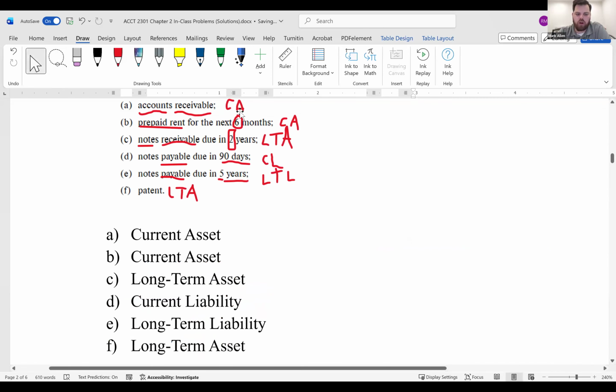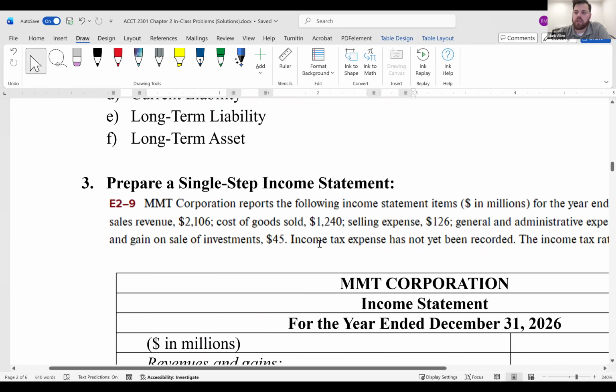So we can see, sure enough, current asset, long-term asset, current liability, long-term liability, long-term asset. So we did, in fact, get them all right. And so that's pretty good. We're off to a good start. So once again, if you have questions, make sure you let me know.